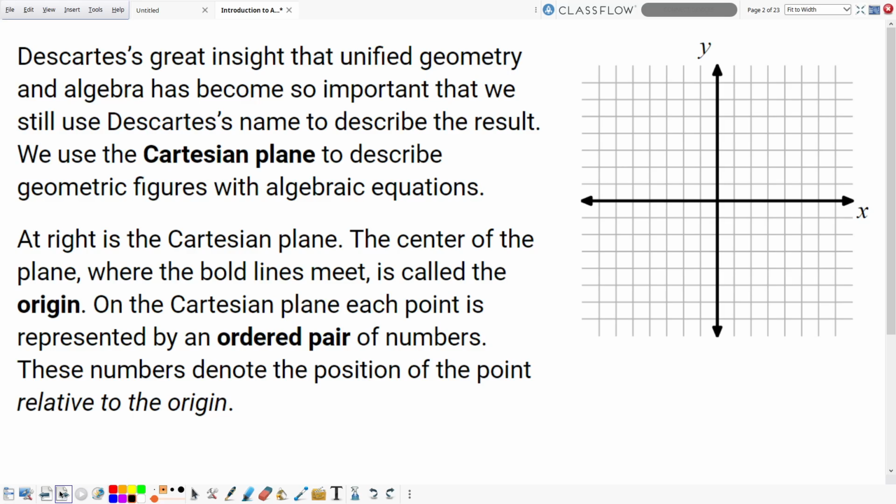An ordered pair gives us the location of a point relative to the origin. Now the origin is where both the y-axis and x-axis intersect, right there in the middle. As an ordered pair, your origin has a value of 0, 0. It's like the base default starting point of all the things we'll be working with.